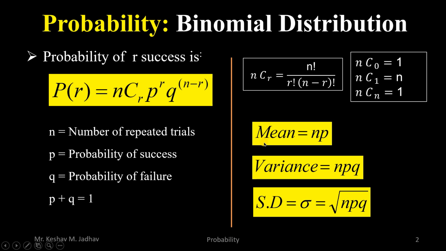In the case of binomial distribution, the mean is equal to np, where n is the number of repeated trials and p is the probability of success. Then we can calculate the variance, which is equal to npq, where q is the probability of failure. And we can calculate the standard deviation sigma, which is the square root of variance, equal to the square root of npq.